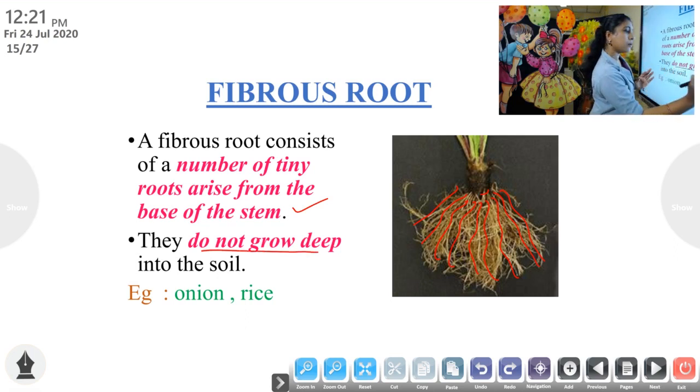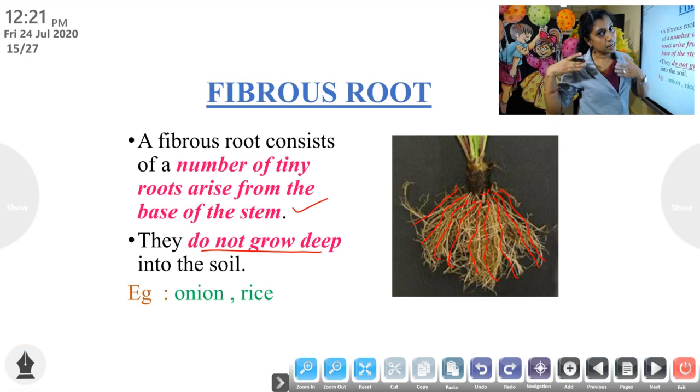Second point, they do not grow deep into the soil. What about the taproot system? They are very long and grow deep into the soil. But the fibrous root system, they do not grow deep into the soil. Is it clear about taproot and fibrous root?